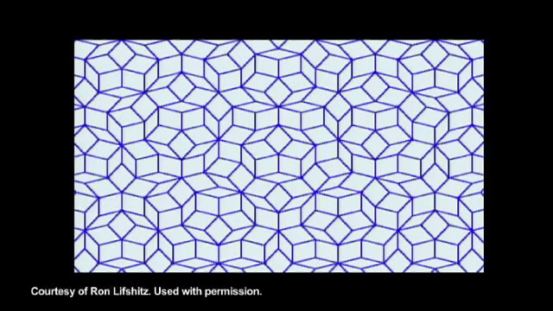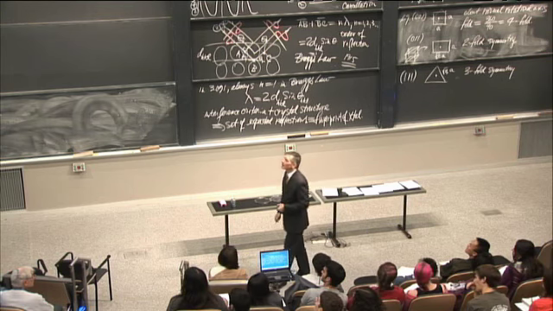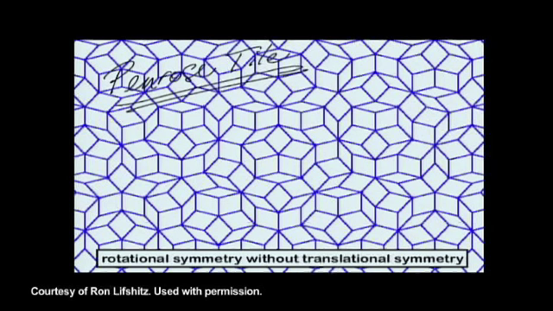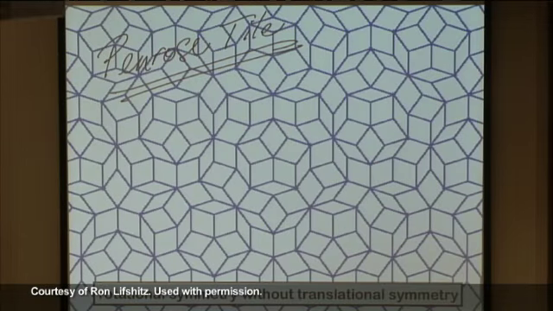Look at this one. Uh-oh. What's going on here? Is that one of the Bragg lattices? This is called Penrose Tile. Again, rotational symmetry without translational symmetry. You can take a patch of this and move it rotationally, but you can't cover a wall with it. So that's rotational without translational.